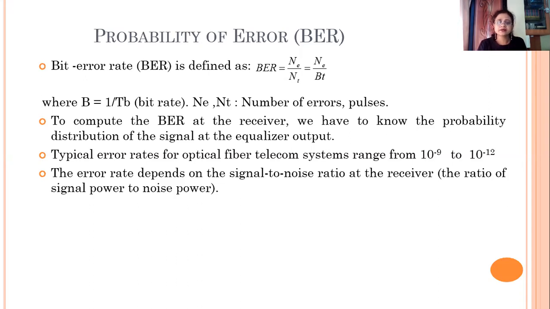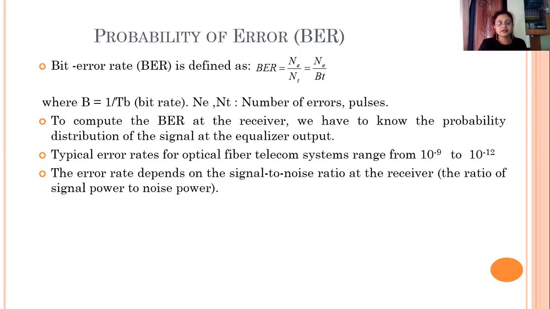So to compute the bit error rate at the receiver, we have to know the probability distribution of the signal at the equalizer's output. Typical error rates for optical communication receivers, which are fixed by the telecom regulatory system, range from 10 raised to minus 9 to 10 raised to minus 12. Remember, this is our benchmark. So the bit error rate should be less than this, meaning there has to be a smaller number of errors in my optical receiver.